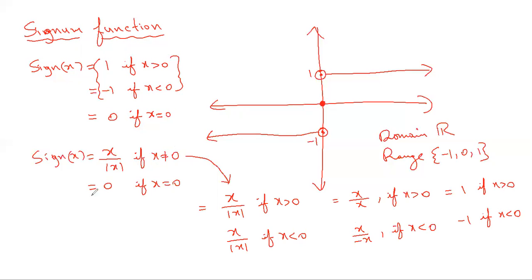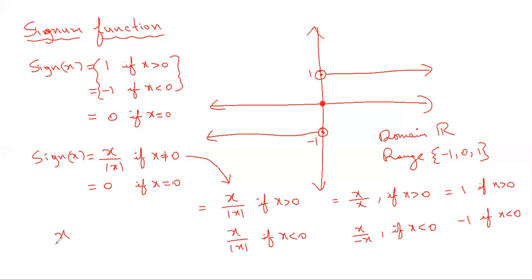Sometimes they won't even mention this. They will simply write x by mod x. That means in that case, it won't be the complete signum function. It will be only the signum function for non-zero real numbers. The actual original signum function is defined at 0 also, but the image is 0.